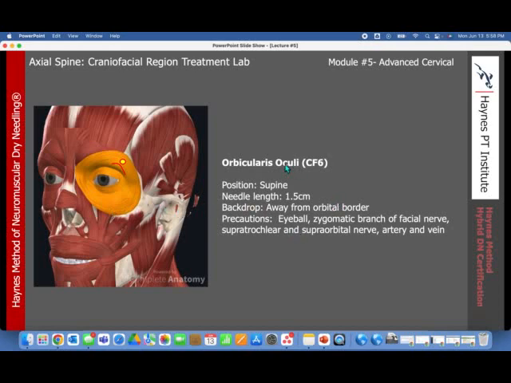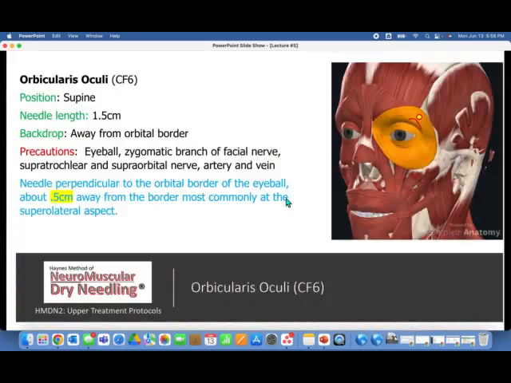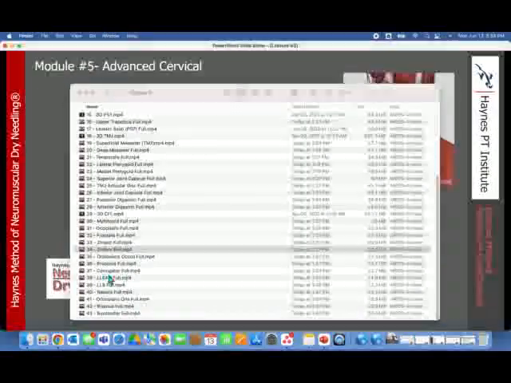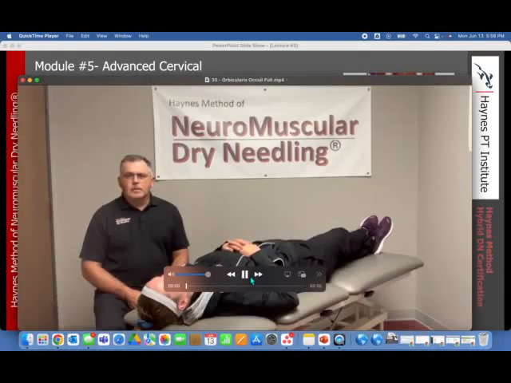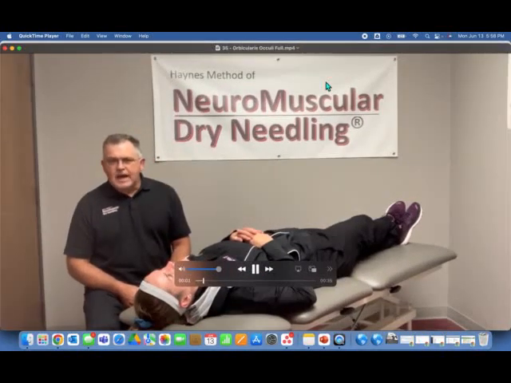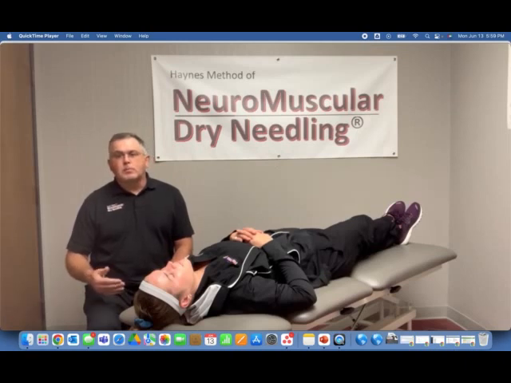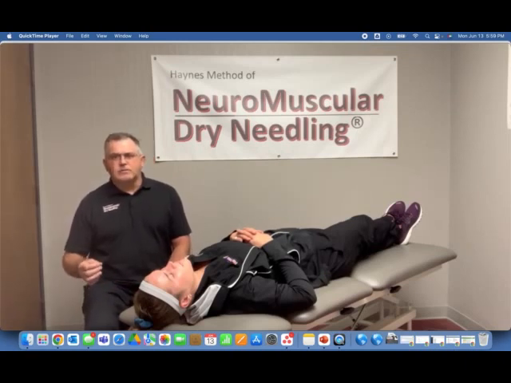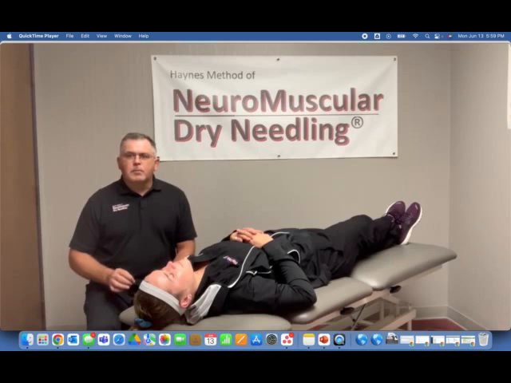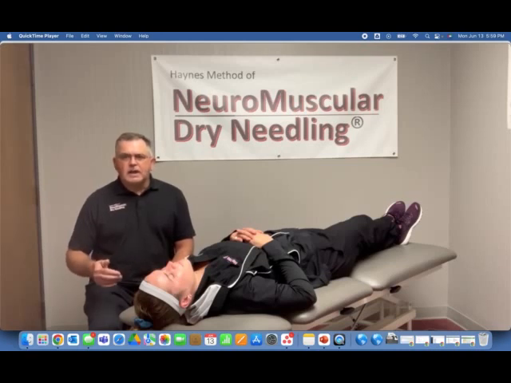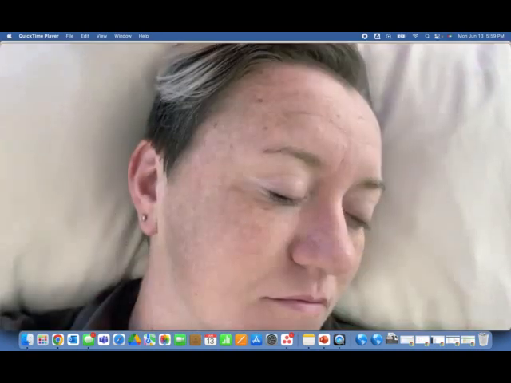Well, let's come to orbicularis oculi first before we get to the levator muscles. For the orbicularis oculi, the position is supine. Needle length is about 1.5 centimeters, and the backdrop is going to be away from the orbital border. And caution here, obviously, to avoid the eyeball. We're going to needle perpendicular to the orbital border of the eyeball, about 0.5 centimeter to 1 centimeter away from the border, most commonly at the superolateral aspect.